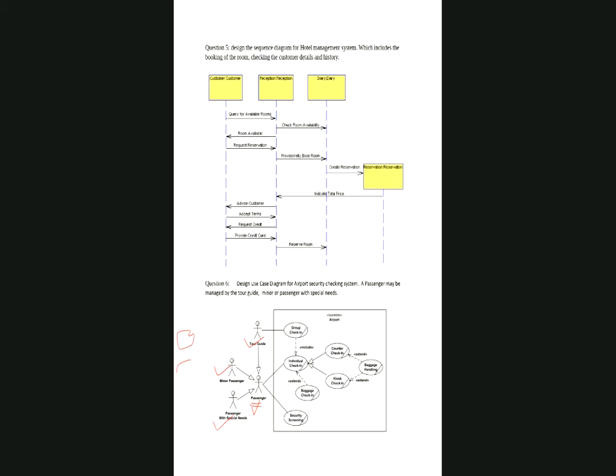And you have security screening. When you go through some X-ray machines, that is called security screening. Okay, so first write all of them. Now after writing all of them, you see individual check-in.